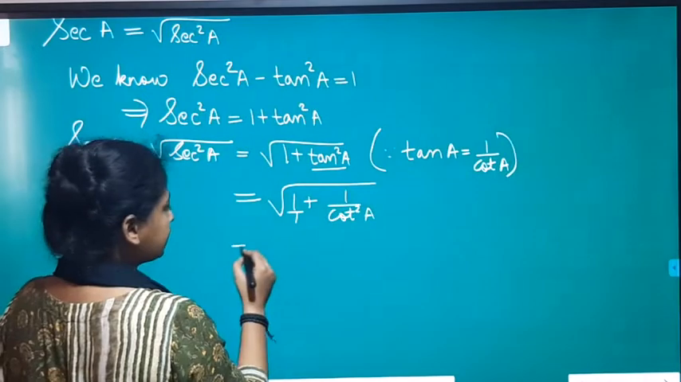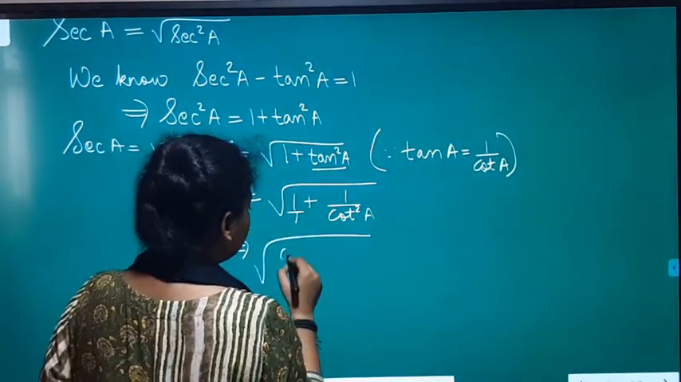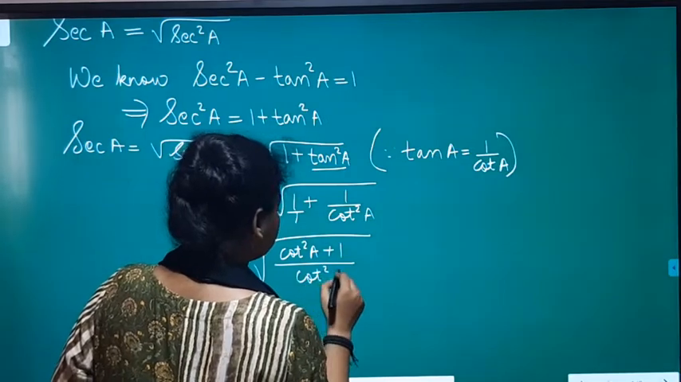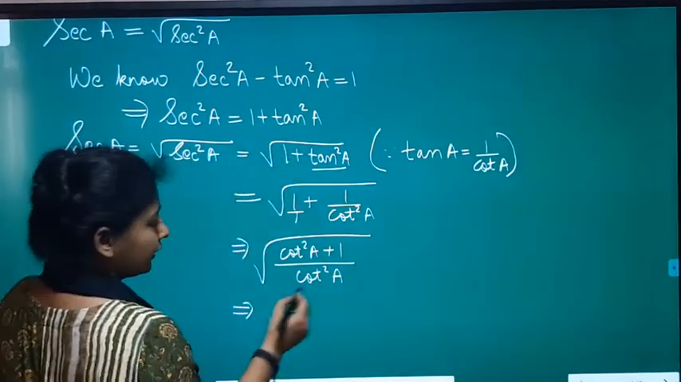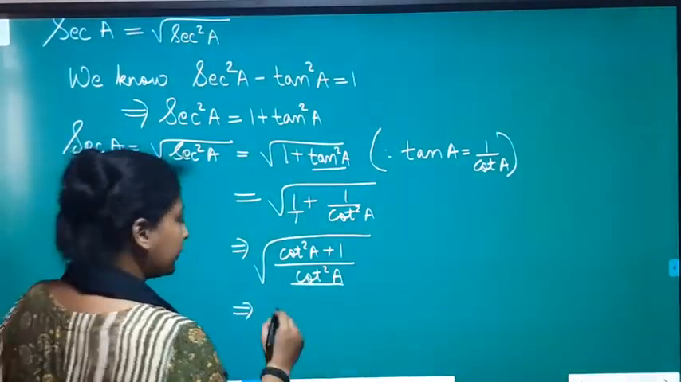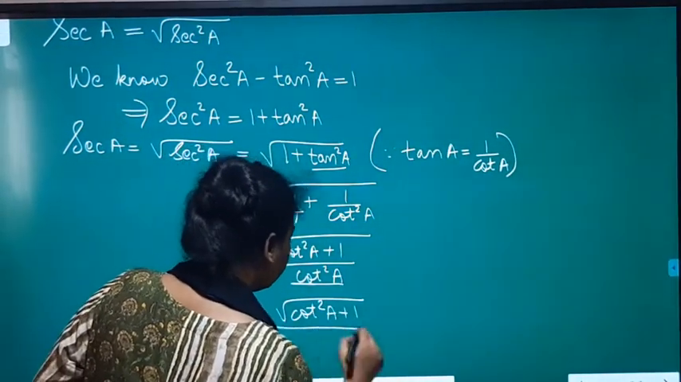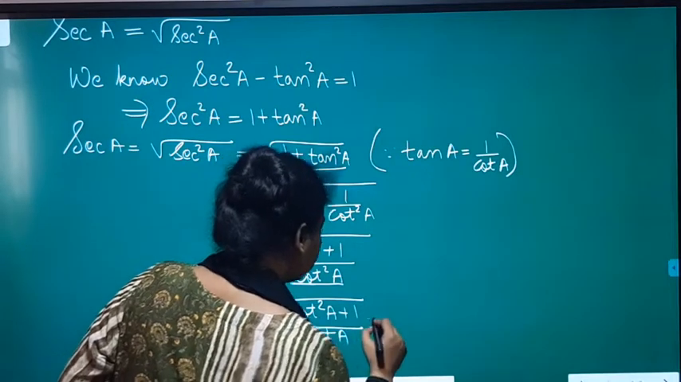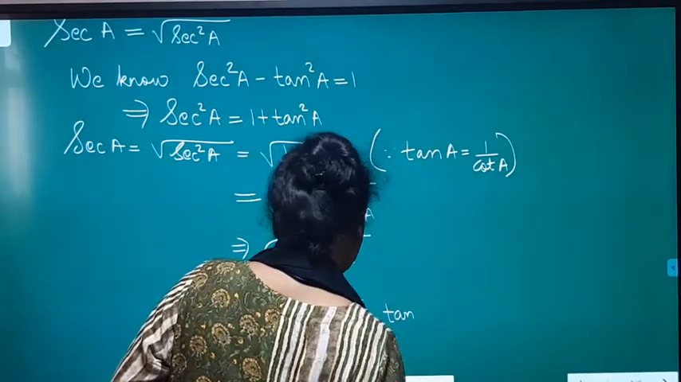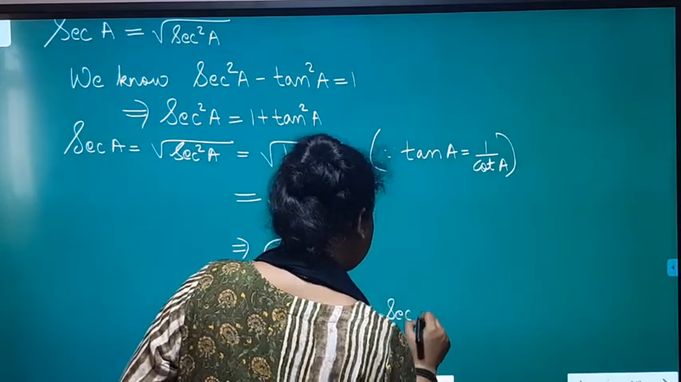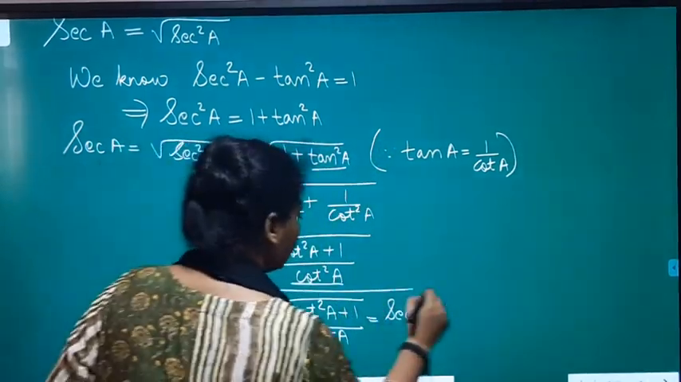Now we can take the LCM and further simplify this. So we will be left with, now we can also take this cot square A outside of the root. So we will be left with this value. This is the value of sec A in terms of cot A.